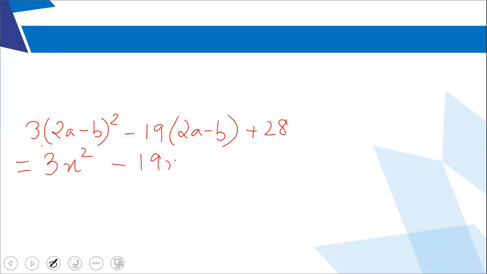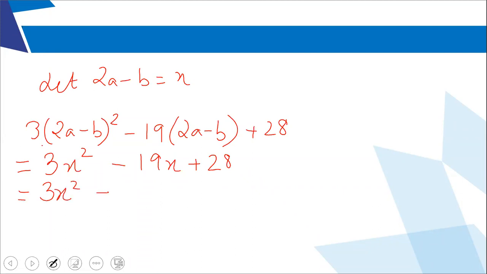This is what you're saying? Yes, ma'am. Very good. Excellent. You have to take this complete expression 2a minus b as x. So you will introduce let 2a minus b is equal to x. So your given expression will change like this. Now you have to go the normal way. Tell me on multiplication what should you get, and on addition what should you get?